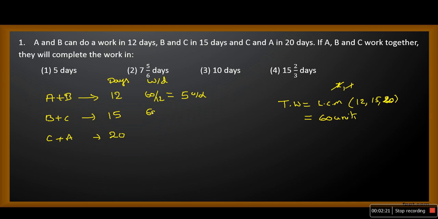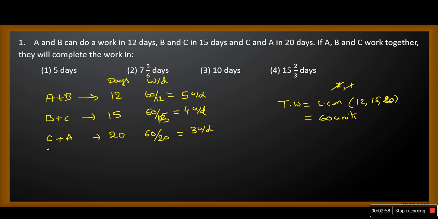Similarly, for B and C, 60 by 15, sorry. 60 is the total work, 15 is the days. To do 60 units, B and C together are taking 15 days. So, in 1 day, B and C together will do 60 by 15, which equals 4 units per day. Now, to do 60 units, C and A are taking 20 days. Per day, C and A will do how many units? 60 by 20, that equals 3 units per day.